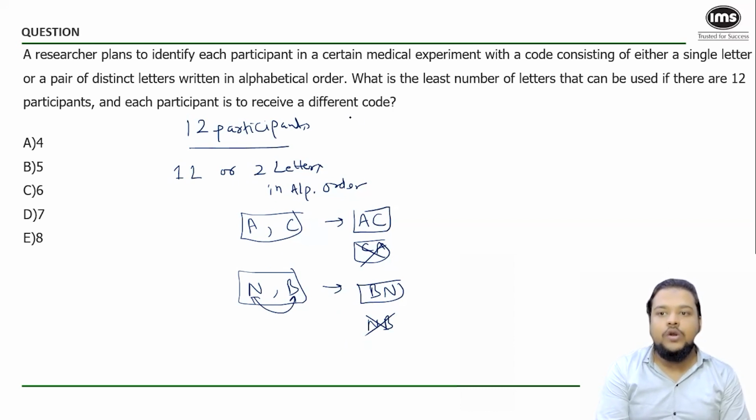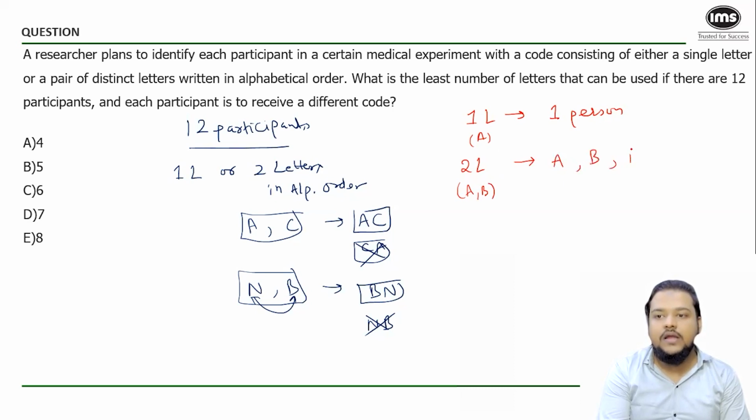Now, question is saying what is the least number of letters that can be used if there are 12 participants? Interesting point to observe, right? Let's do reverse engineering. So from one letter, right, how many people you can code? Let's say you have A. Only one person you'll be able to code. If you have two letters, let's say A and B, how many person you can code, right? You can give A to first person, B to second person, and then AB to the third person. Hence, three people you can code.